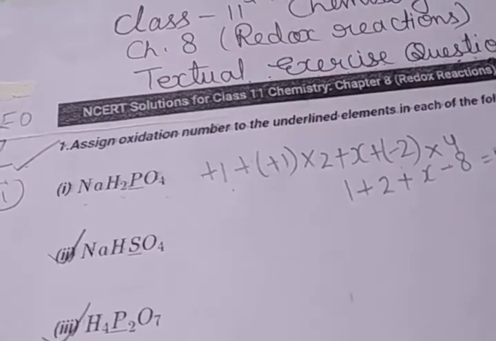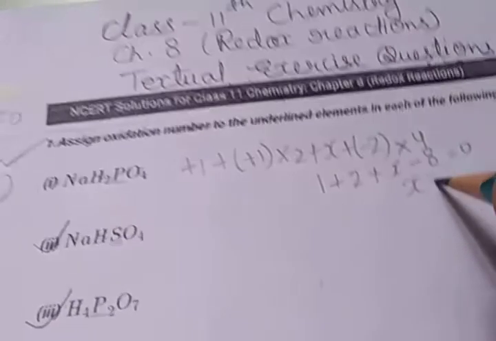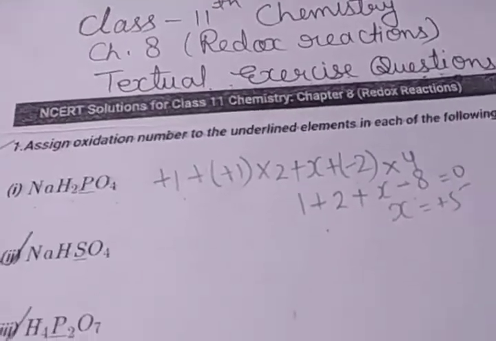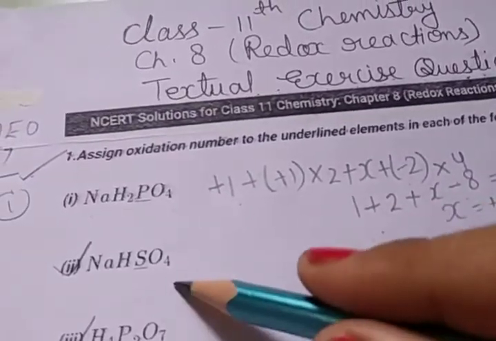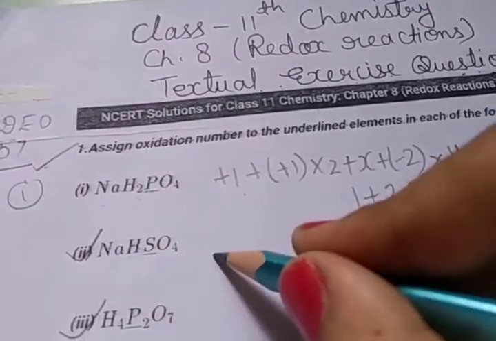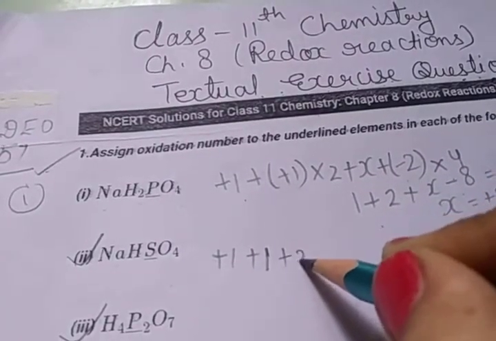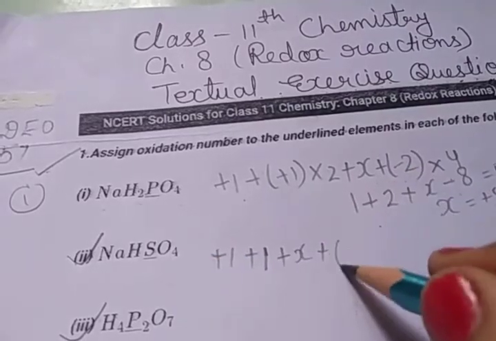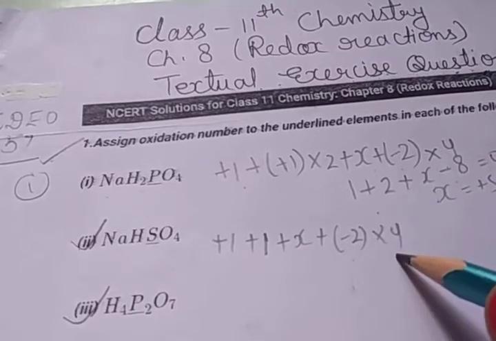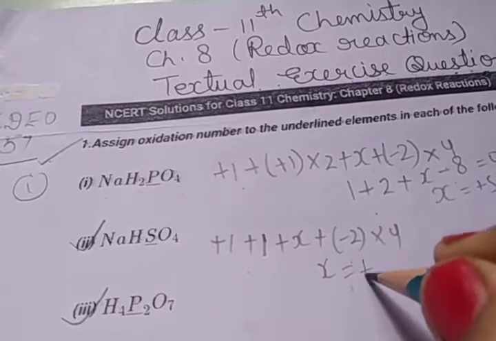So minus 8 going to the right hand side, minus 8 and plus 3 is minus 5, and then going to the right hand side, so plus 5. Understood? Then question number second, NaHSO4. Oxidation number of the underlined sulfur atom. So plus 1 sodium, hydrogen plus 1, sulfur X, oxygen minus 2 multiply 4. Minus 8 and plus 2 is 6. So X is equal to plus 6.